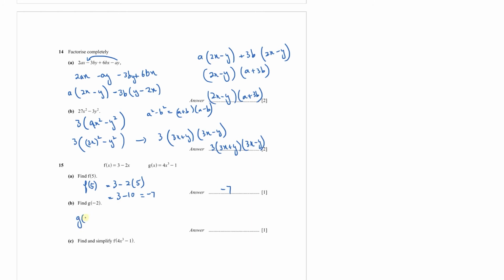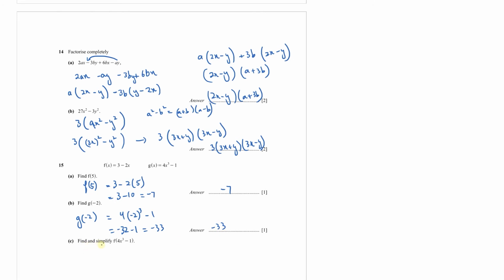Find g of minus 2. So I will simply substitute minus 2 in place of x. So I have x cube here. That means I have to take minus 2 cube minus 1. Minus 2 cube will be 2 times 2, 4, 4 times 2, 8, minus 8. Minus 8 times 4 will be minus 32 minus 1, which is minus 33.